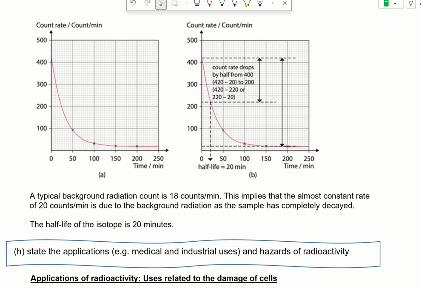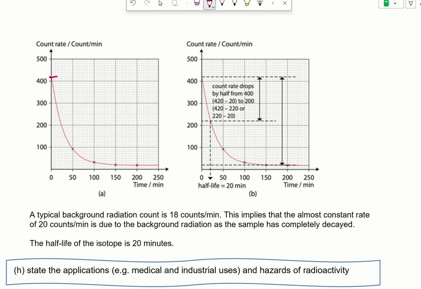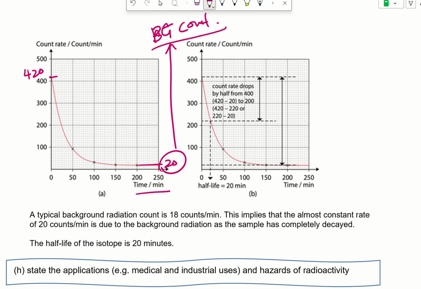So this is a typical question. I start off with 420. After some time, after 250 minutes, I ended up with 20. So actually this 20 is the background count, because after that, it doesn't change. By right, it should drop to 10, but it doesn't. So I can safely conclude that this 20 is the background count. That means how much of this count rate actually comes from the radioactive sample? It's 420 minus 20, which gives 400.